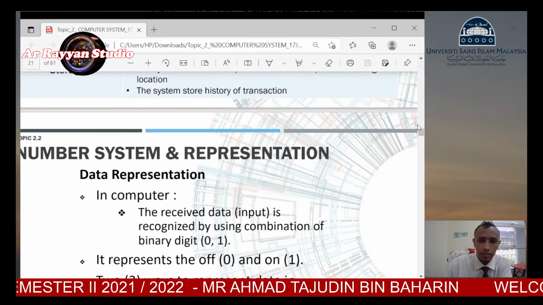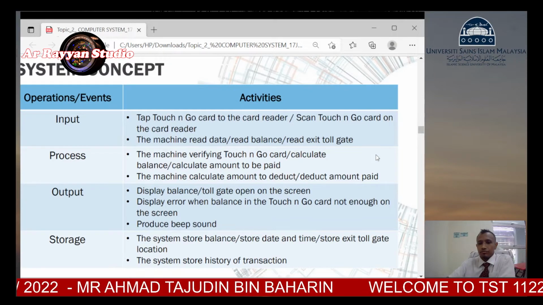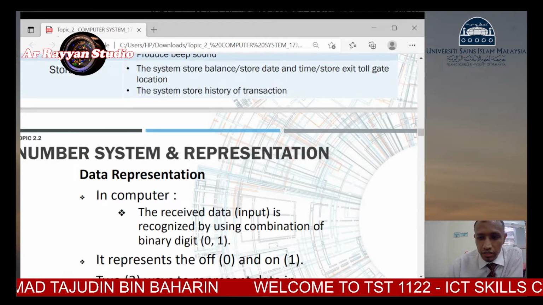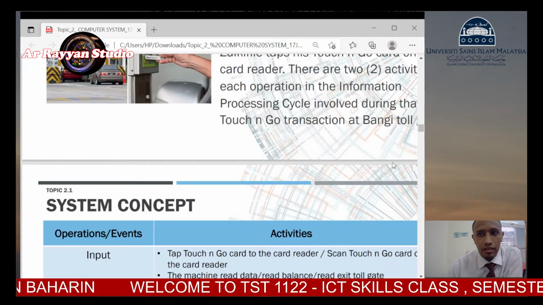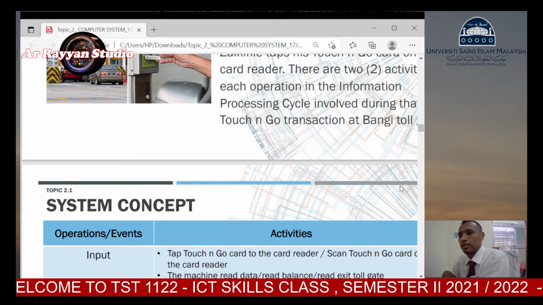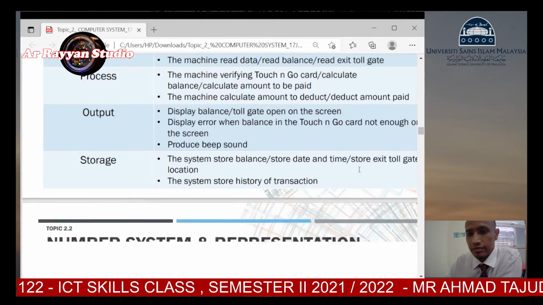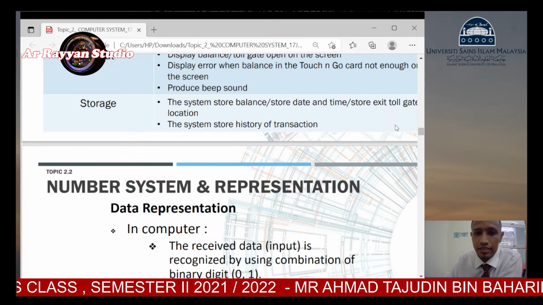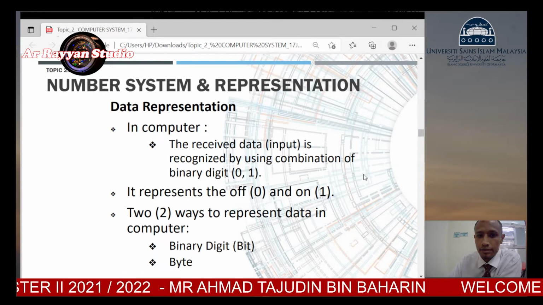Okay, faham tak? Mudah je kan? Faham sir. Okay, mudah kan? Okay, so kita dah habis IPO and S, iaitu input, process, output and storage. Any question on that process, information processing cycle? Ada tak soalan? Sebelum kita masuk numbering system.